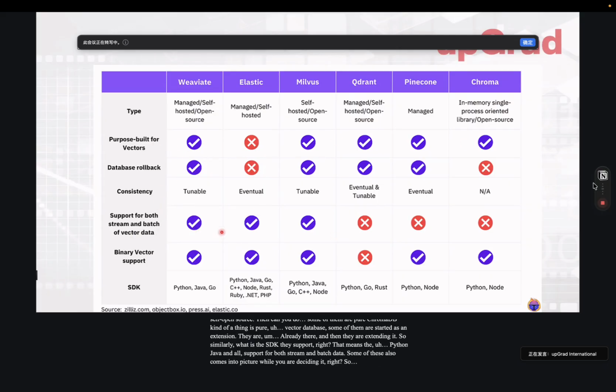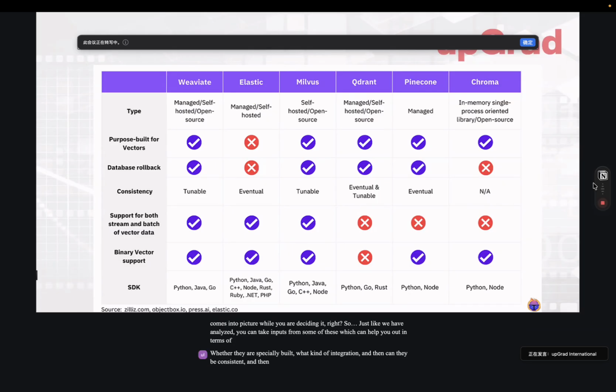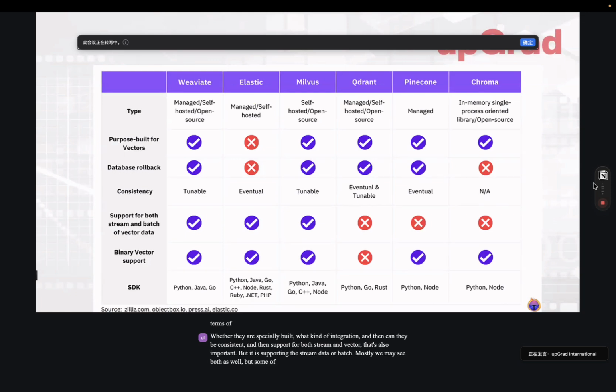So just like we have analyzed, you can take inputs from some of these, which can help you in terms of whether they're specially built, what kind of integration, and whether they can be consistent, and then support for both stream and batch. That's also important. Whether it is supporting the stream data or batch. Mostly we may see both as well, but some of them may not be supporting that, right?